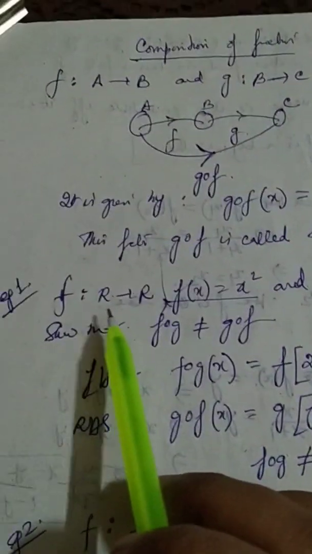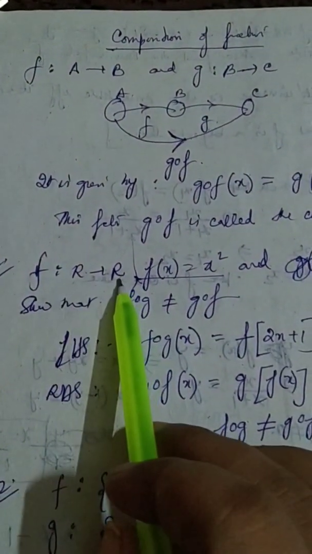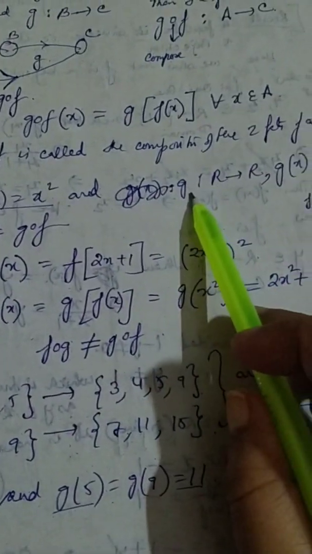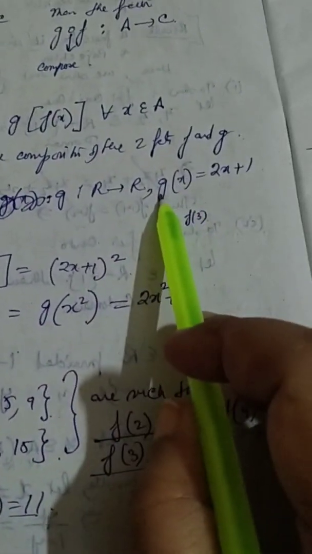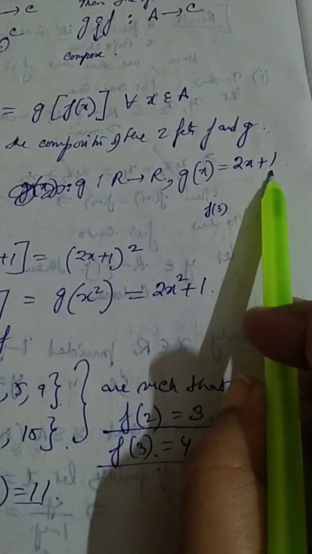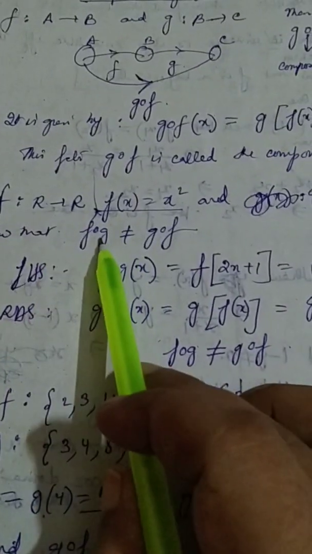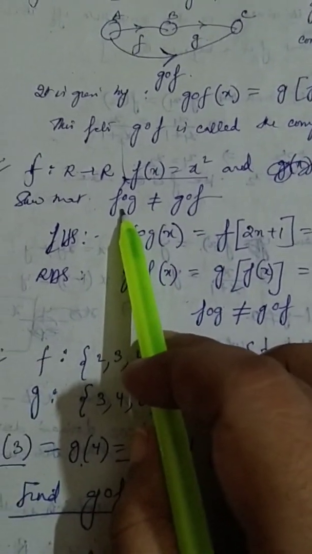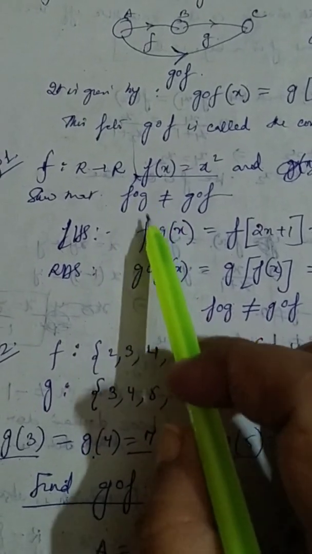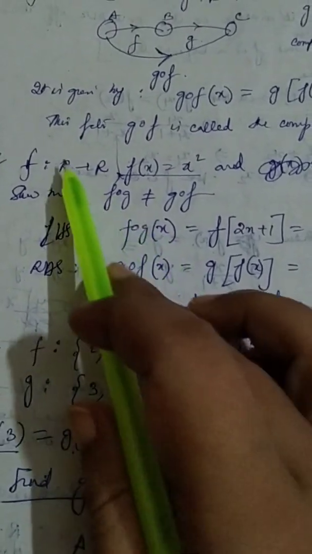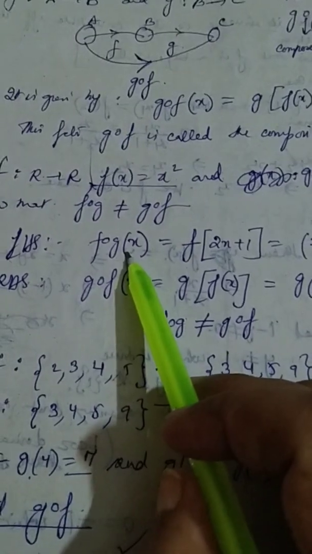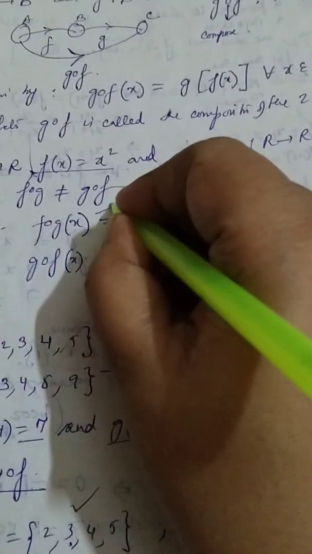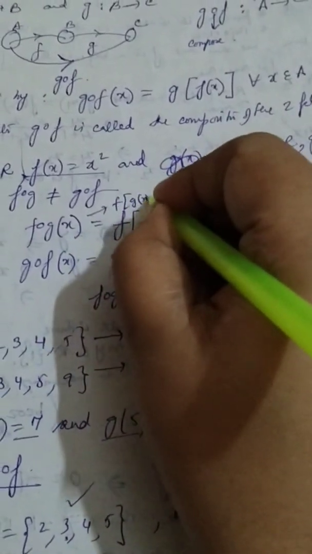Let's take up an example. F is a function from real numbers to real numbers given by fx is equal to x square, and G is a function from real numbers to real numbers given by gx is equal to 2x plus 1. You have been asked to show that F compose G is not equal to G compose F. We start from the left hand side. F compose G on X, where X is an element of the domain set, means F of Gx according to this definition.